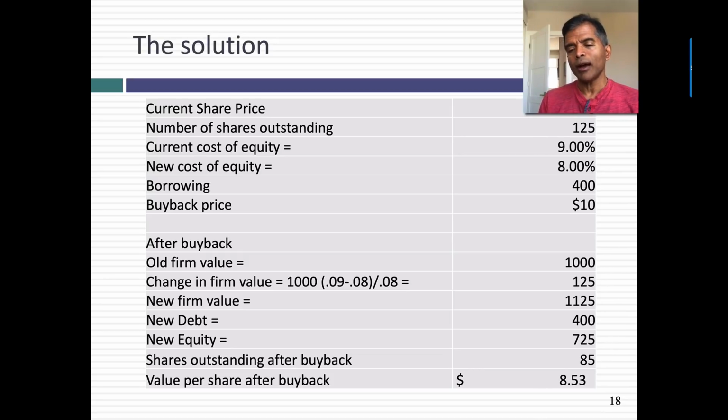I add the 125 to the 1,000. I get 1,125 million as my firm value. I subtract out the debt, I get a value for the equity. I divide by the shares outstanding. I get a value per share for the remaining shareholders, 853. Saying, how come they got gypped?